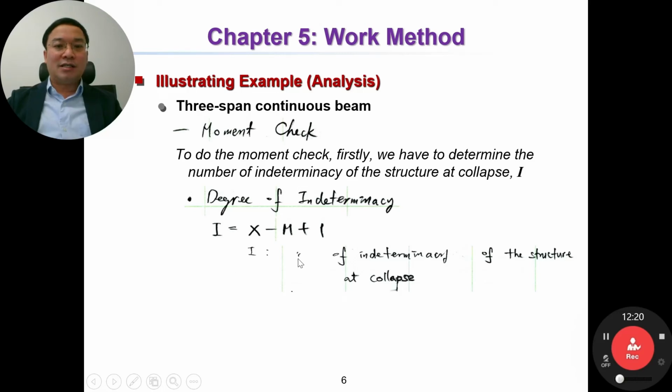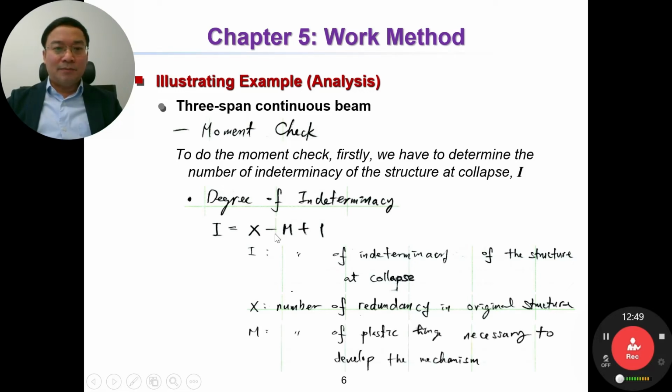Here I is the number of indeterminacy of the structure at collapse. And x is the number of redundancy in the original structure. And m, what is m? M is the number of plastic hinges necessary to develop the mechanism.